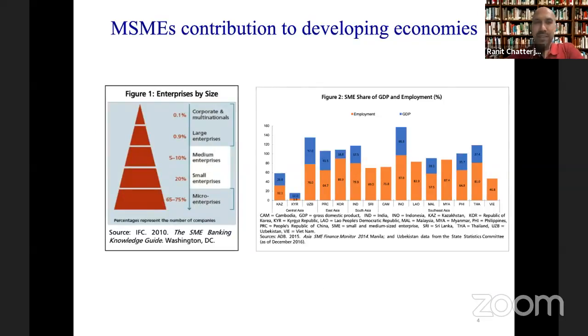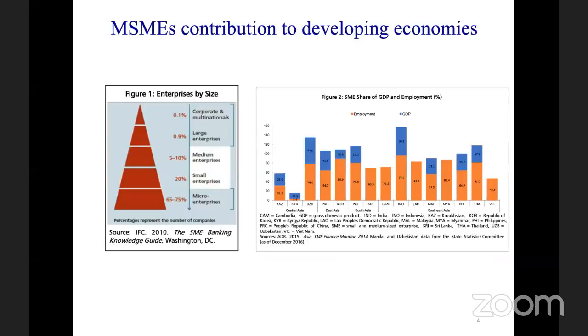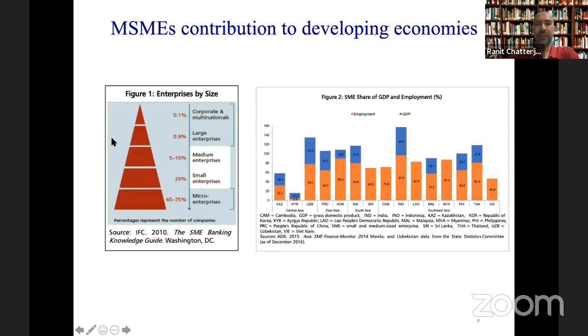When I come to the MSMEs, why they are important is because if you look at this figure, you can see that the bottom of the pyramid is where the MSME lies, and that takes up a chunk of the total number of enterprises. The top multinational and large companies make up just 1% of all enterprises, whereas the MSMEs make up the remaining 99%. This is from IFC's 2010 document.